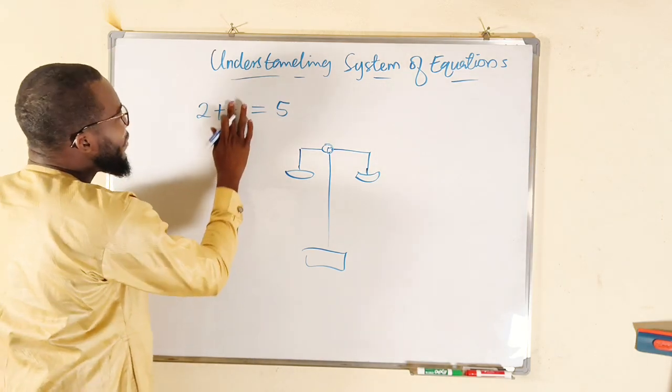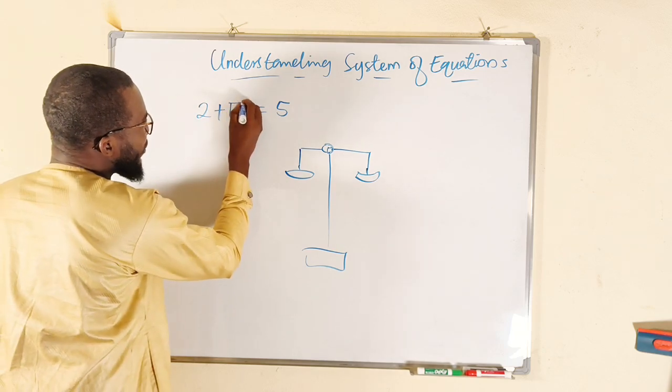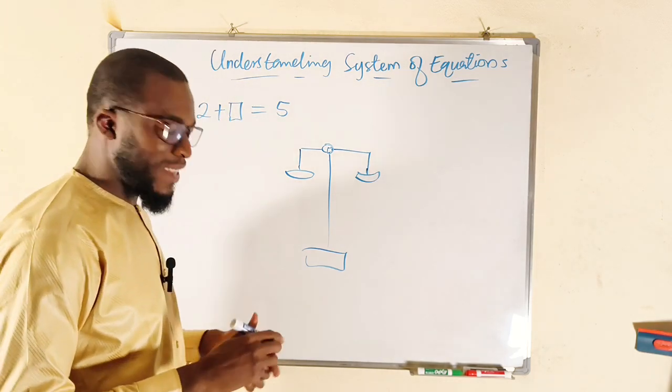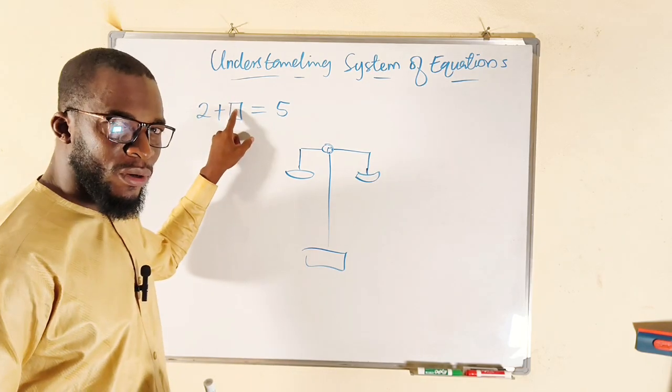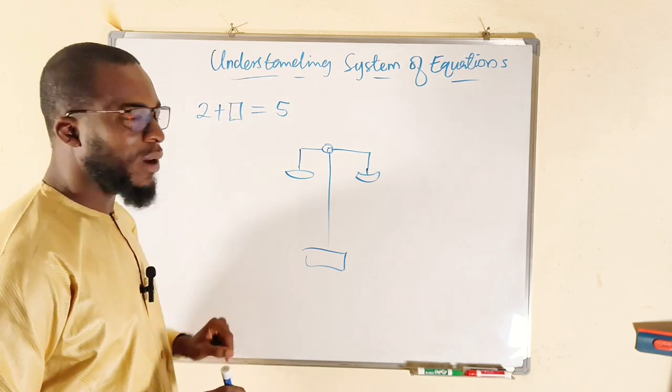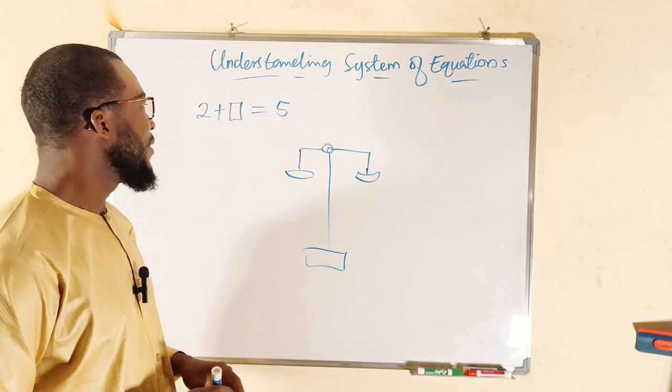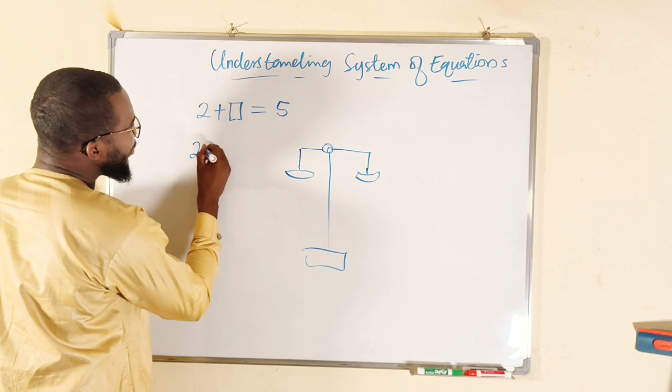What if we decide to remove this and put a box? This is what we call an open sentence. 2 plus a certain number, which is unknown, is 5. So what is that number? It is definitely 3. So we can say that 2 plus x.